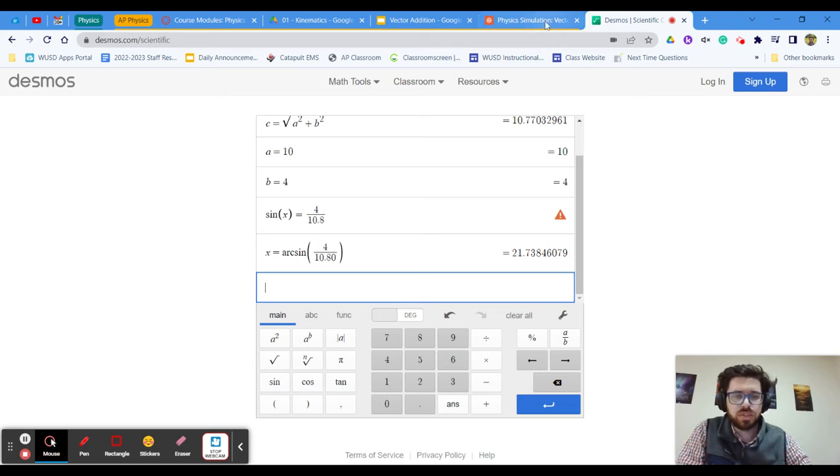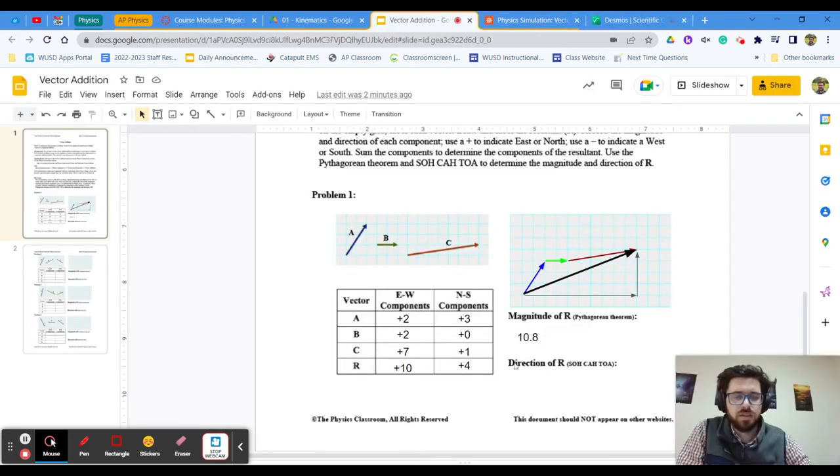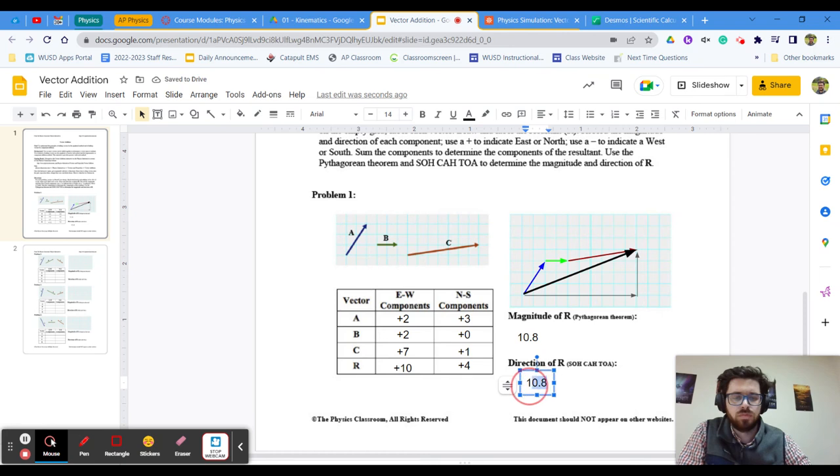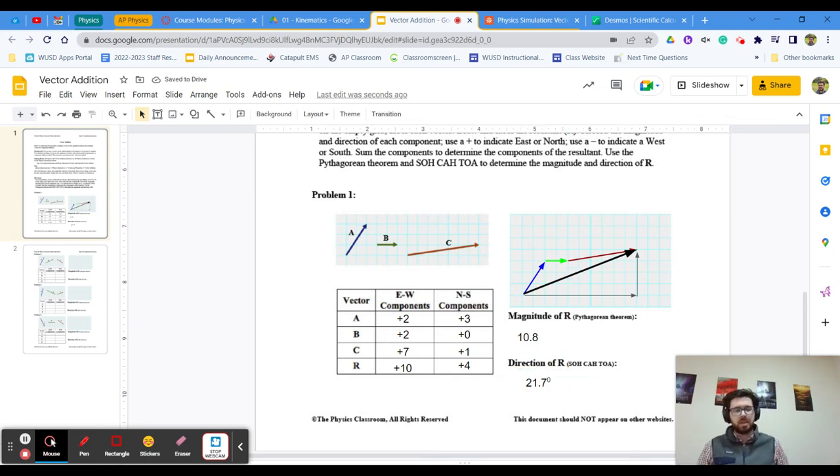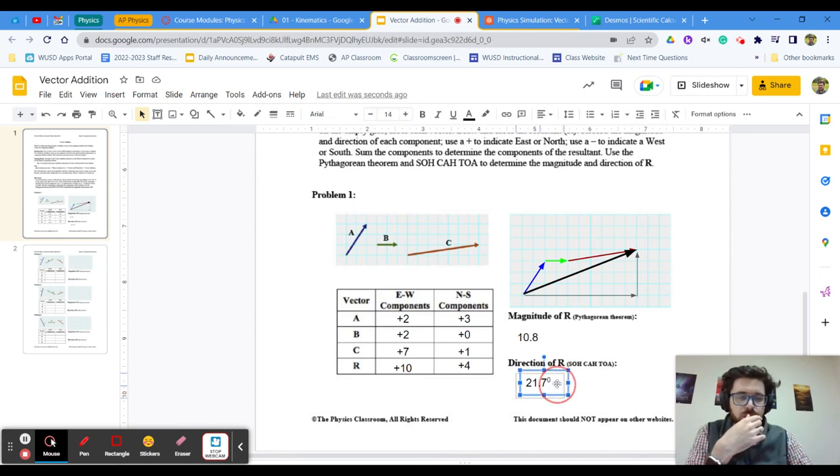Okay, so 21.7, let's go back over here. Let's copy and paste this text. And this is going to equal 21.7 degrees. Okay, and that's that. That's how you would answer it. So the components are over there on the left-hand side. The math is over on the right. And you can see that I just used the graph paper in order to solve it.